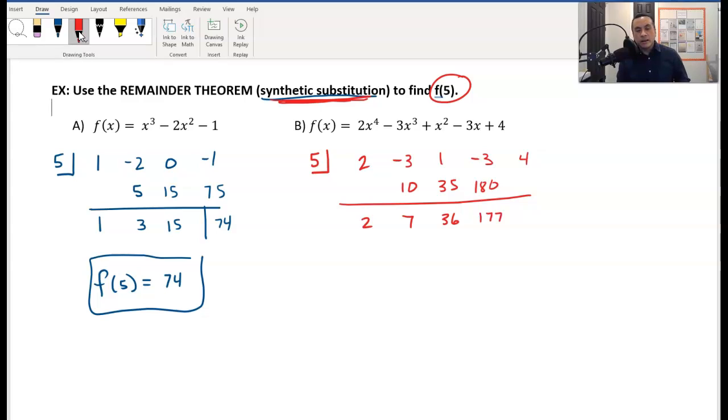Uh-oh. Here we go. 5 times 177. Let's see. That's going to be 885. That one, I'll tell you, I did ahead of time. 885 plus 4 is going to be 889. Okay, so that means that in that one, f of 5 is equal to 889 right there.